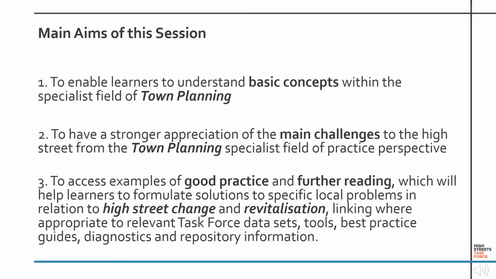The main aims of this online learning session are threefold. Firstly, to enable learners to understand the basic concepts within the specialist field of town planning. Secondly, to outline some of the main challenges experienced by the planning process and consultation. How are plans made? What are the different types of formal plans in relation to high streets? What difference will recent measures make? And thirdly, to briefly describe the move towards inclusive planning, engaging communities in a meaningful way and addressing strategic planning issues, including the future high street, infrastructure, climate change, sustainability, housing, resilience, with examples of good practice and further reading.